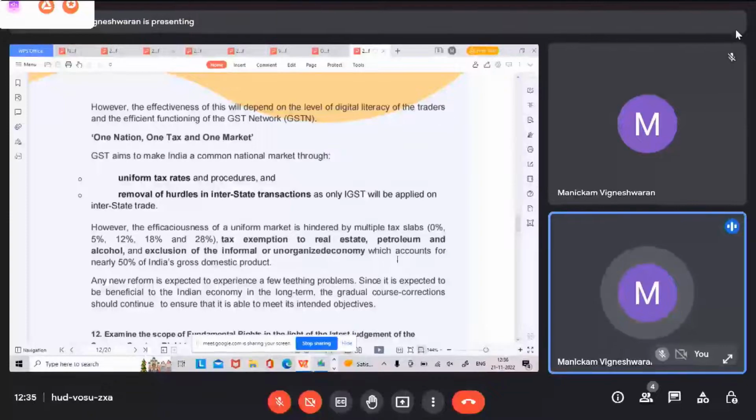the efficacy of the uniform tax is hindered by the multiple tax slabs, 0%, 5, 12, 18, and 28%, tax exemption to real estate, petroleum and alcohol, and exclusion of the informal and unorganized economy, which accounts for nearly 50% of India's gross domestic product. Any new reform is expected to experience a few teething problems, since it is expected to be beneficial to the Indian economy in the long term. Gradual course corrections should continue to ensure that it is able to meet its intended objectives.